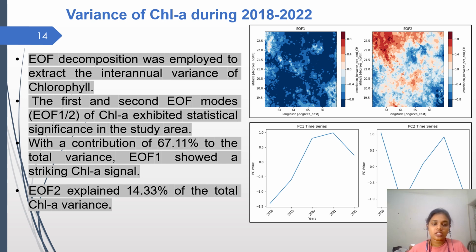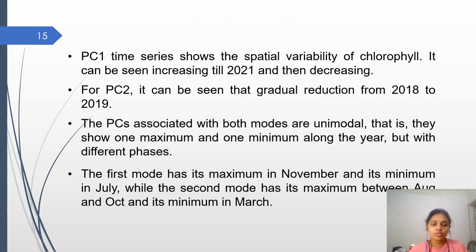Also, we can see the PC components, that is principal components, which show the variability of chlorophyll. For PC1, it can be seen that it is increasing till 2021, then decreasing, and for PC2, there is a gradual reduction from 2018 to 2019 itself. These PCs associated with both modes are unimodal, that is, they show one maximum and one minimum along a single year, but in different phases. The first mode has its maximum in November and minimum in July, but the second mode has its maximum between August and October and its minimum in March.